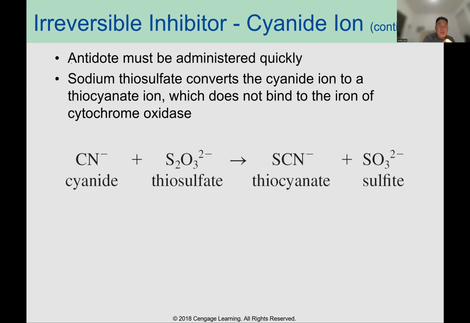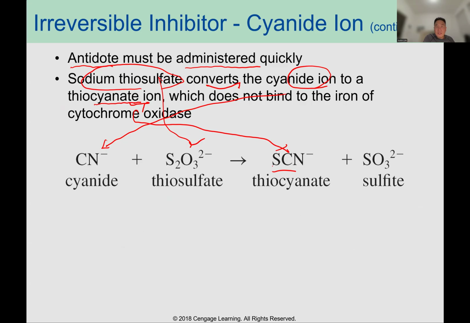So we need an antidote. The antidote must be administered quickly. So sodium thiosulfate converts cyanide ion to thiocyanate ion. This one, SCN negative, does not bind to the iron of cytochrome oxidase.